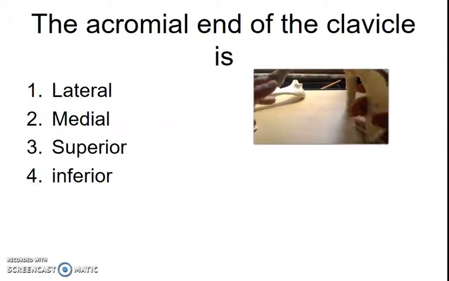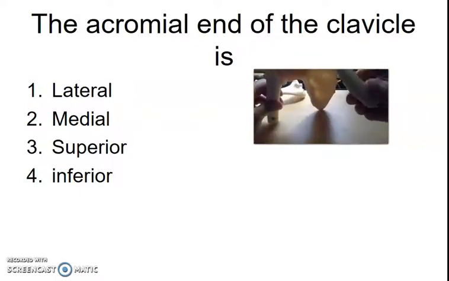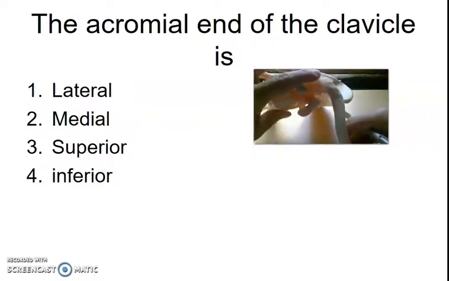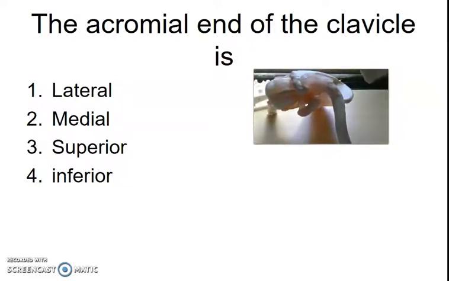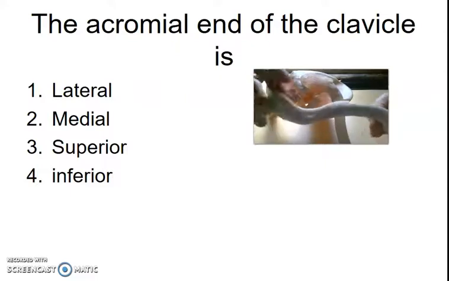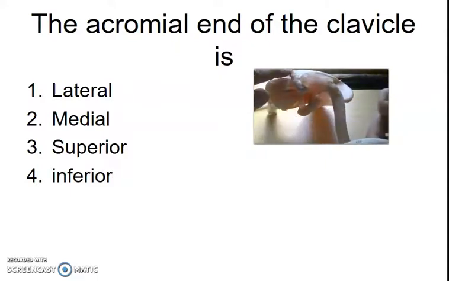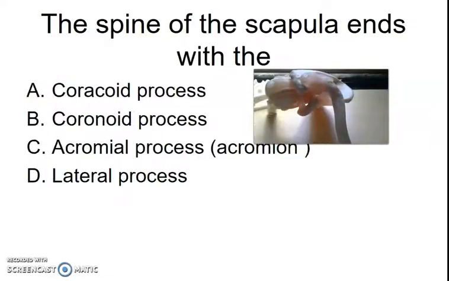So we have a nice round end here, which would be medial. Then we have a flatter end over here that is attached to the acromial process. So which end is the acromial end? Well, the acromial end is this flatter end. See, it's flat. So that would be the lateral end because it articulates with the acromion. And the sternal end is the medial end. So the answer would be 1.